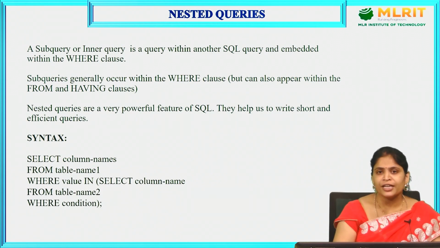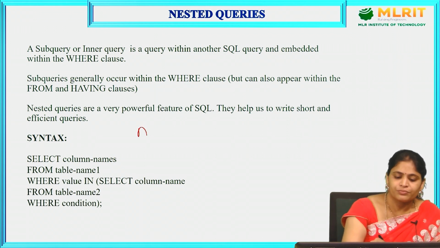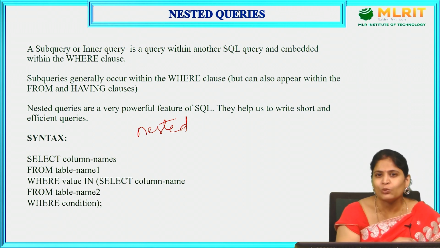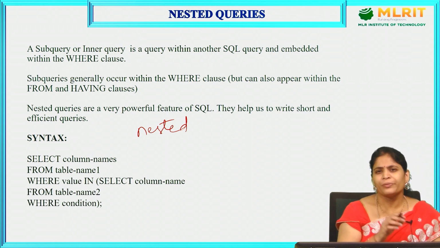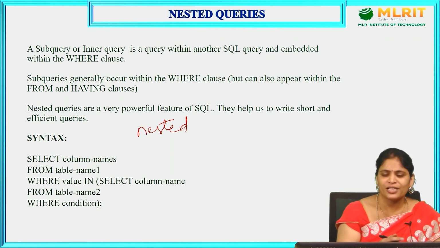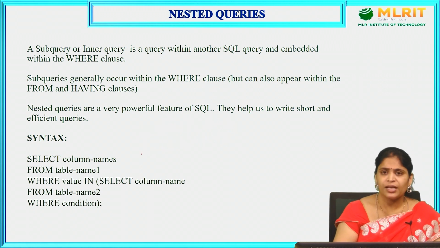Next, nested queries. What is meant by nested queries? In the C language, we have studied nested loops, a loop within a loop. So what is a nested query? A query exists in another query. That is what a nested query is. In simple format, a query exists in another query.